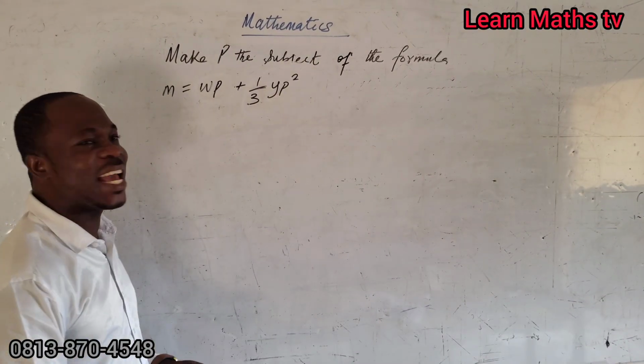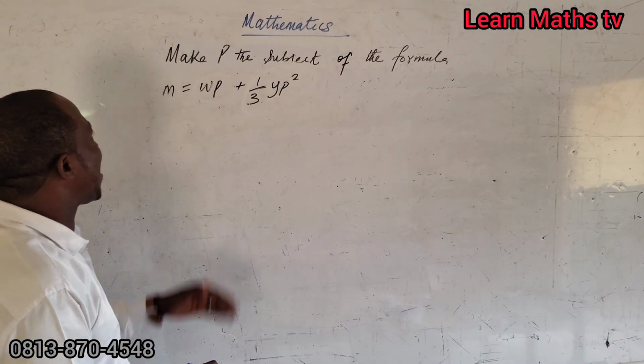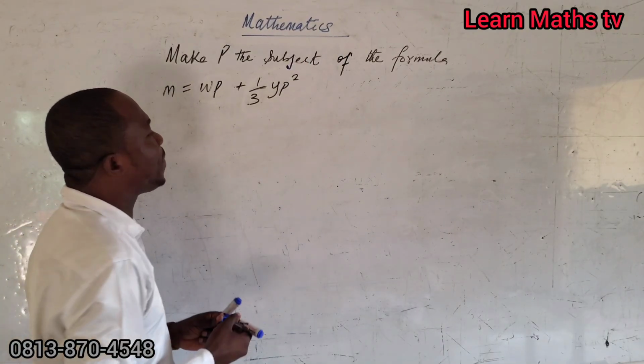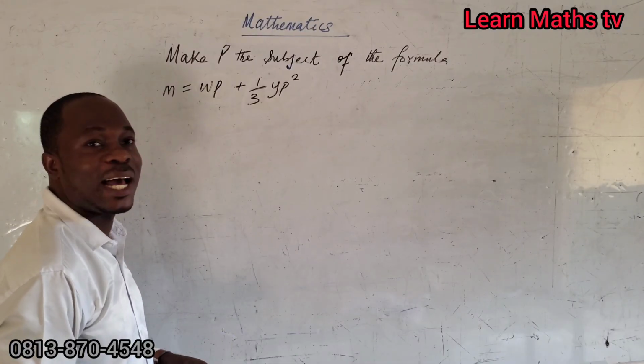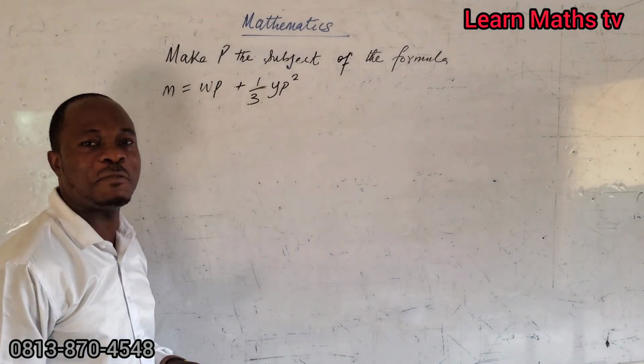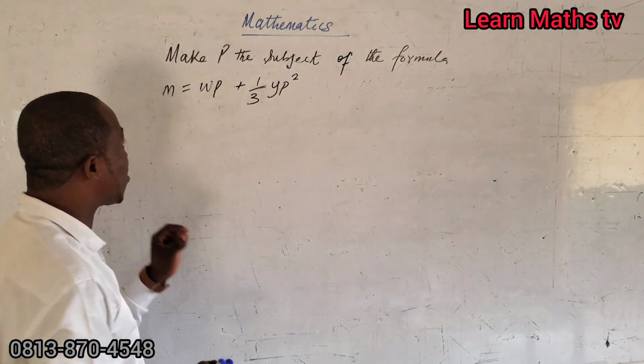We have a question again, and that question is on the subject of the formula. We have to make P the subject, of course. Let me write it well. We have to make P the subject of the formula, where M is equal to WP plus 1 over 3 YP squared. Looking at this question, it looks somehow cumbersome.